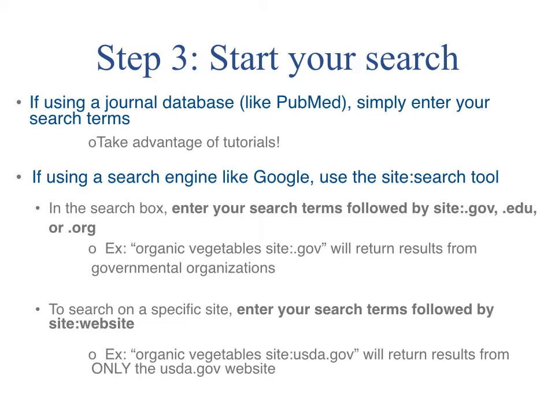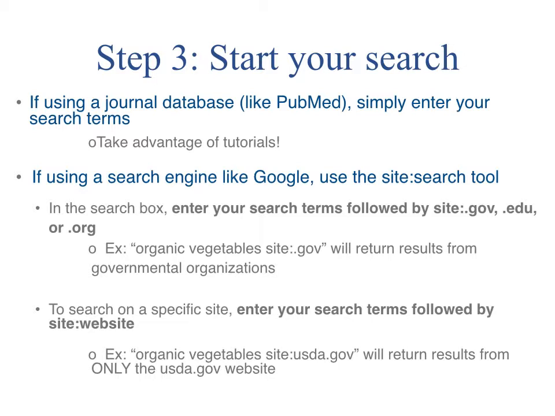If you choose to use a search engine like Google, learn how to use the Cite::Search tool. This allows you to narrow down your search to include only certain types of websites, for example, universities, governmental organizations, and research institutes. To do this, enter your search term followed by cite::.gov, .org, or .edu. You can also search within specific websites.